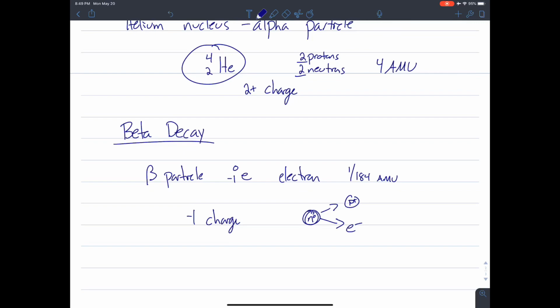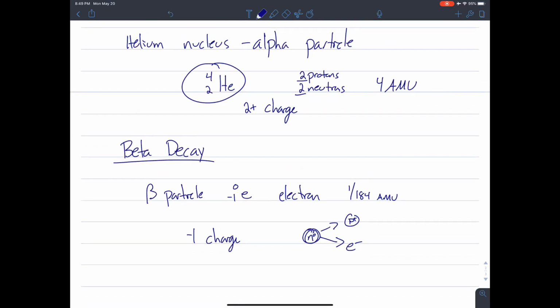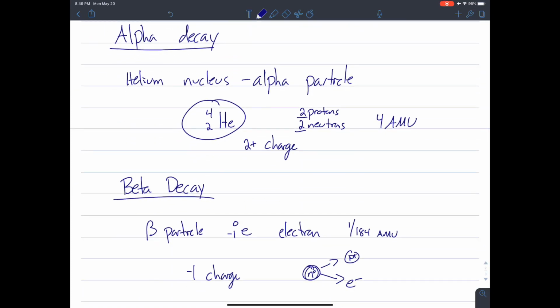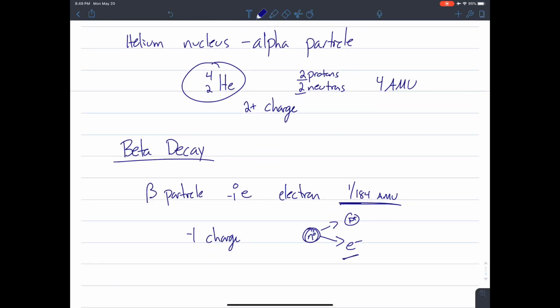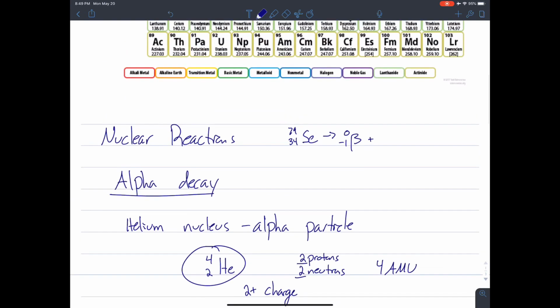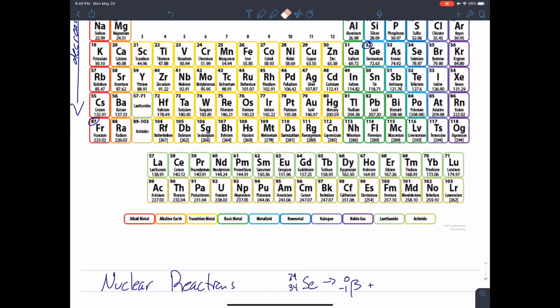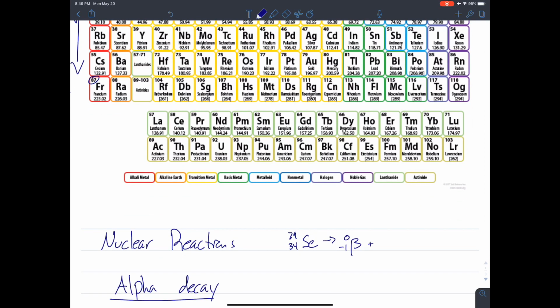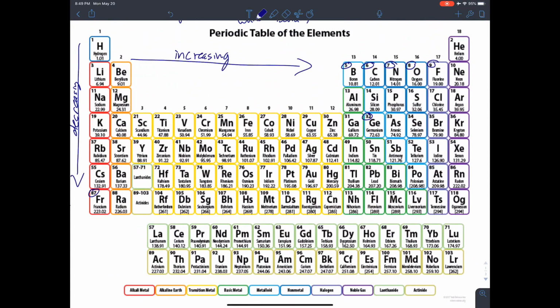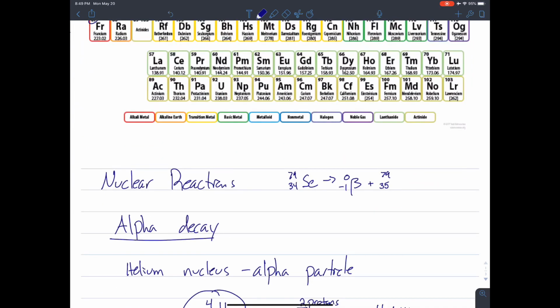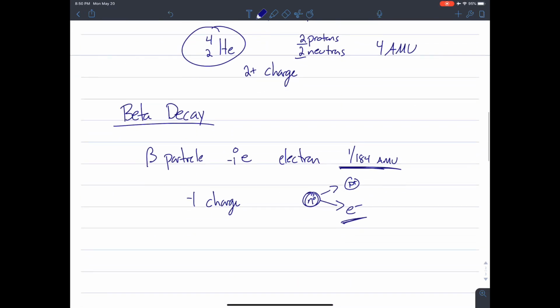Because one of its neutrons is changing to a proton. So the atomic mass doesn't change because neutrons and protons weigh the same. It's shooting out something that's essentially massless, so the mass isn't going to change. But because it is gaining one proton, the atomic number is going to change. So I know the mass is staying the same, and it's gaining one proton, so the atomic number is becoming 35. So that would be bromine. So now instead of selenium, I have bromine. That's what happens with beta decay.